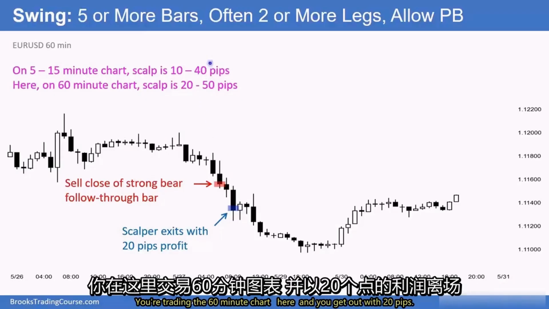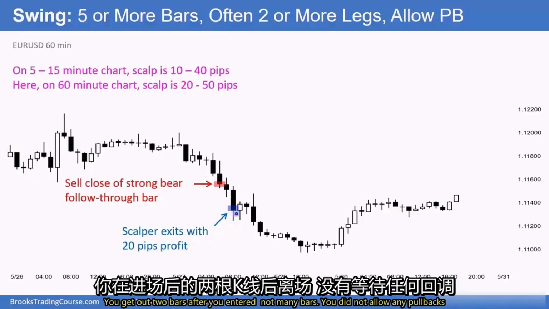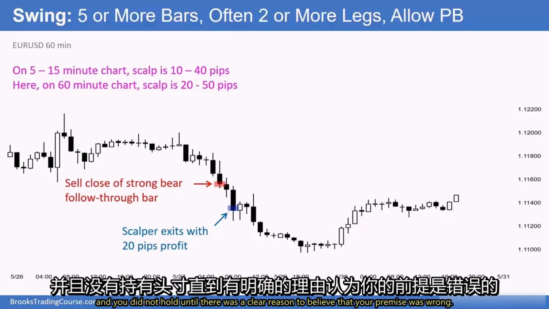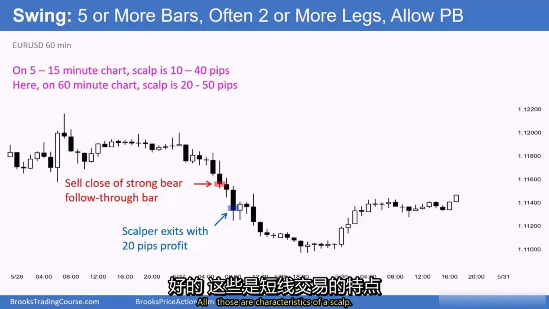You're trading the 60-minute chart right here, and you get out with 20 pips. You get out 2 bars after you entered, not many bars. You did not allow any pullbacks, and you did not hold until there was a clear reason to believe that your premise was wrong, right? Those are characteristics of a scalp.